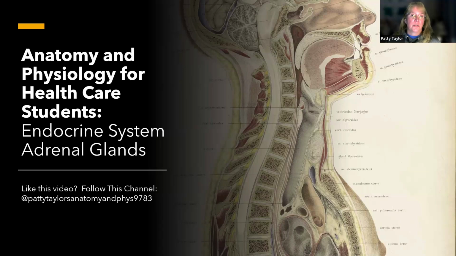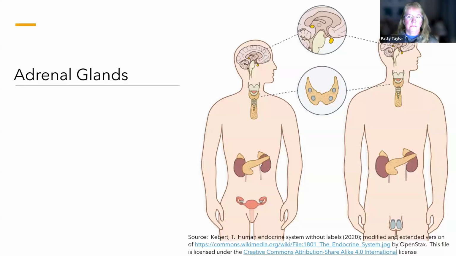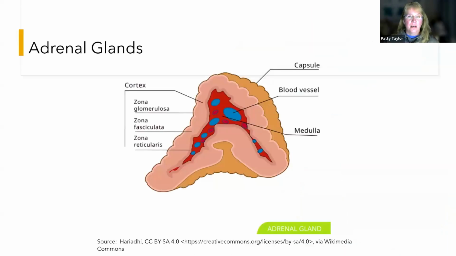In this video, we're going to talk about the endocrine system and the adrenal glands. So to start with, let's locate those adrenal glands. They are sitting on top of each kidney, and you'll notice that there are two kidneys, so of course there's two adrenal glands. Let's cut into an adrenal gland and look inside. There's two regions. There's an outer cortex and an inner medulla.